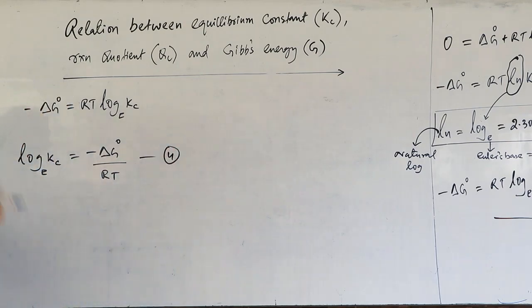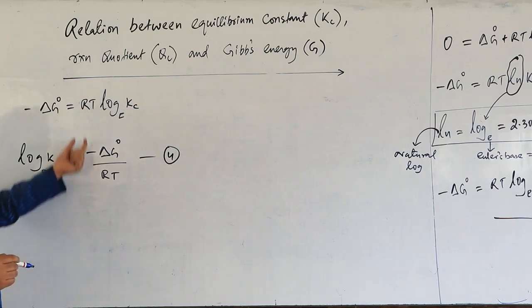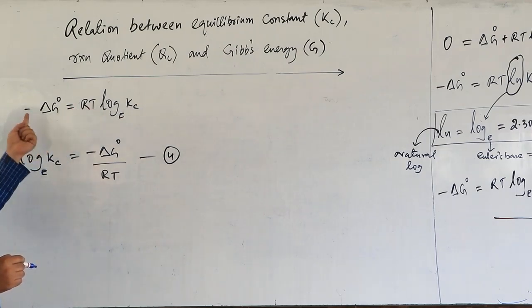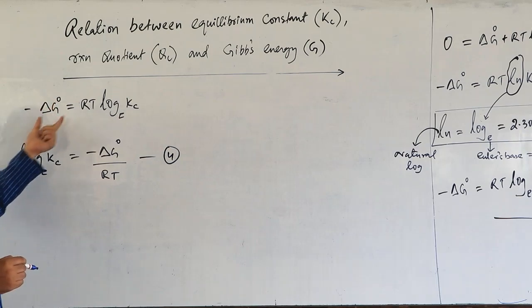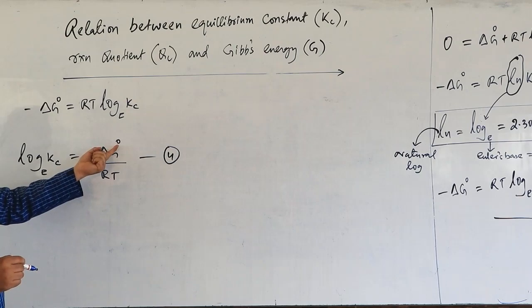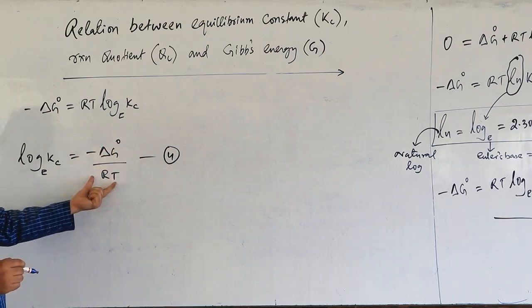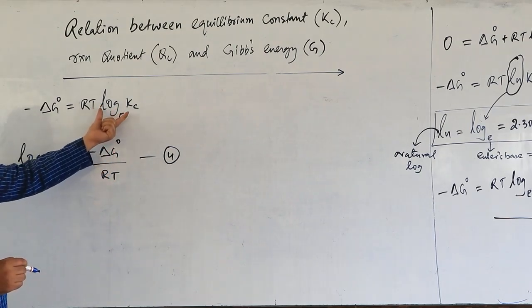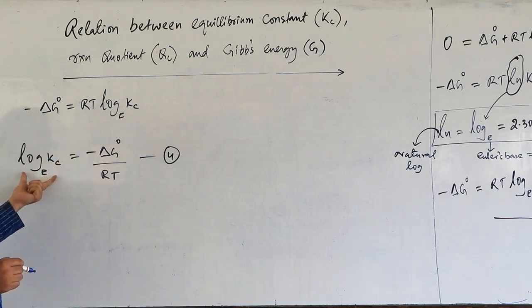I have already told you one thing, if you remember. What I have done here, my dear friends, I want to tell you. RT you take down, it will become minus delta G naught divided by RT. So I wrote the same, minus delta G naught divided by RT. And this log Kc will remain there. So log Kc remains there, okay?